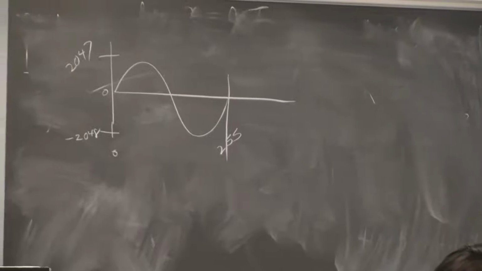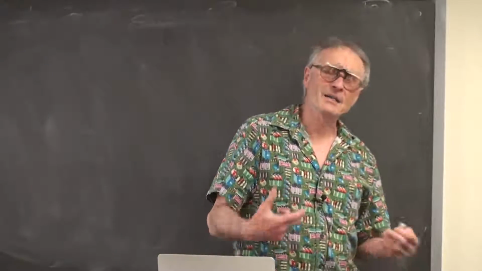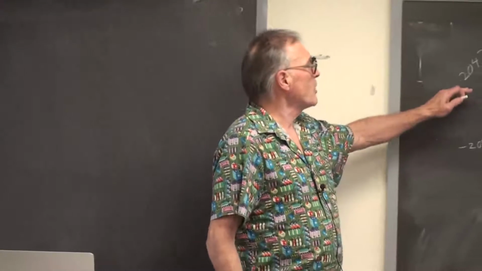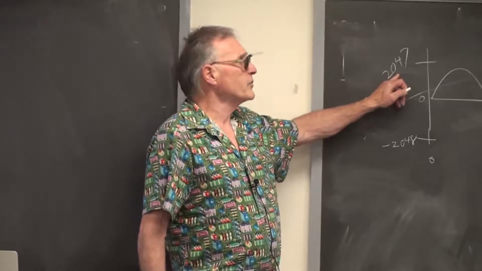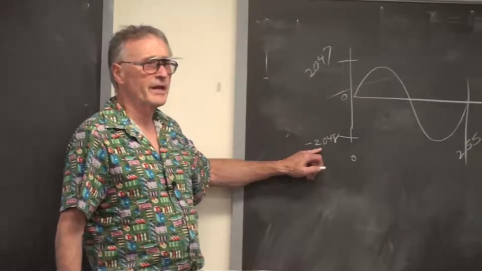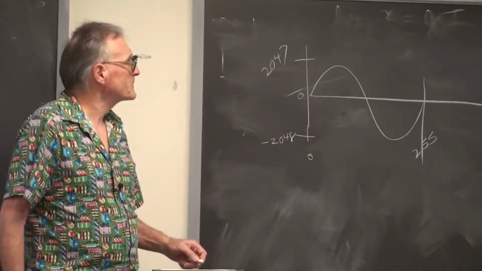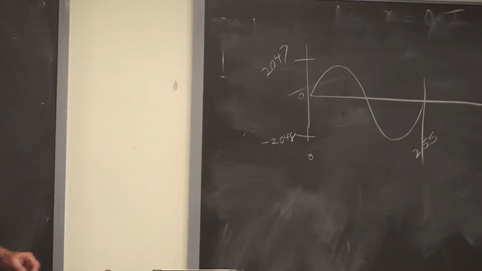And when you add those together, you're going to add two sines together at two different frequencies. So really you can't go all the way to 2047 down to minus 2048, because if you add them together, it's going to overflow. Why is it going to overflow?